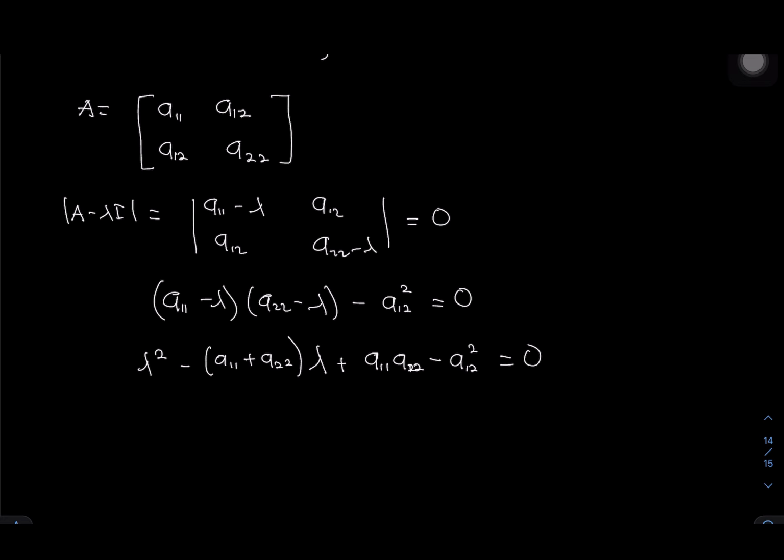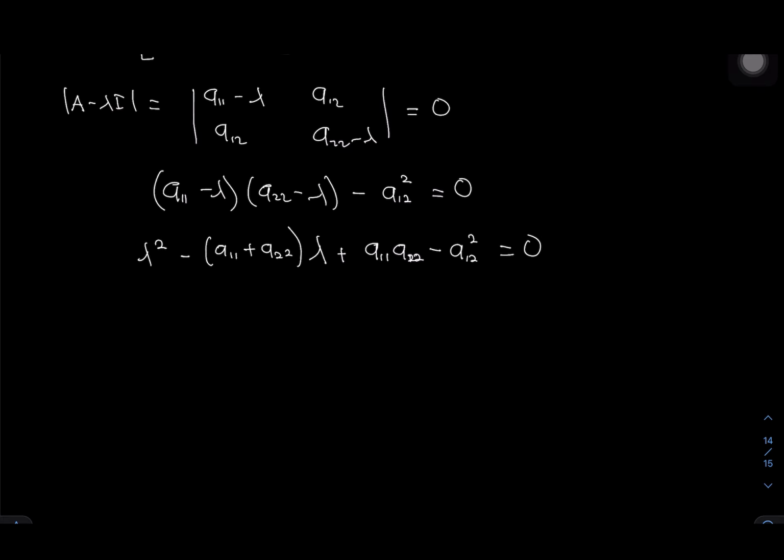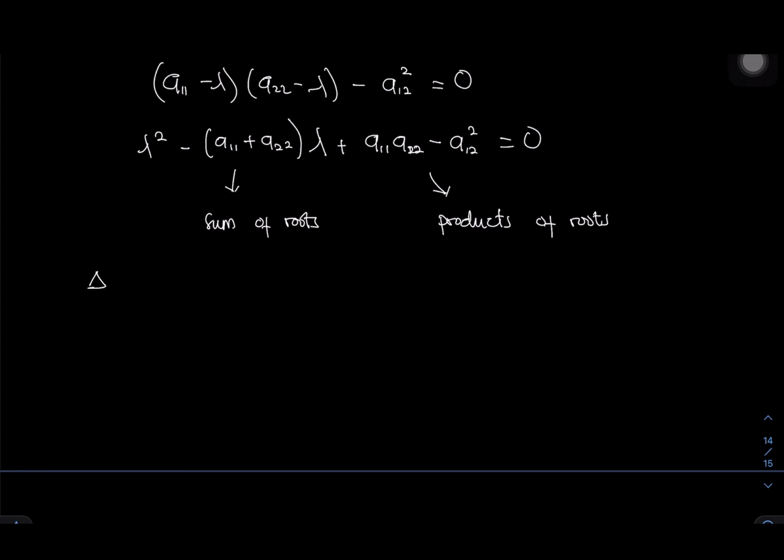Okay, so now this is very important. This is where the trick comes in. This is actually the form of any quadratic, right? So this is going to be the sum of roots. And this is going to be the product of roots. So now we are interested in the product of roots. The product of these eigenvalues is giving you that. So I'm going to call that product delta.